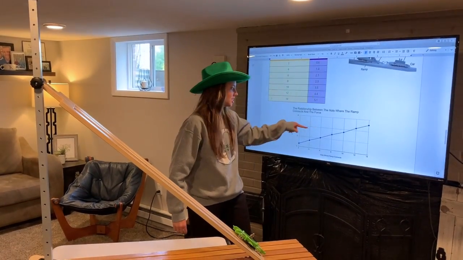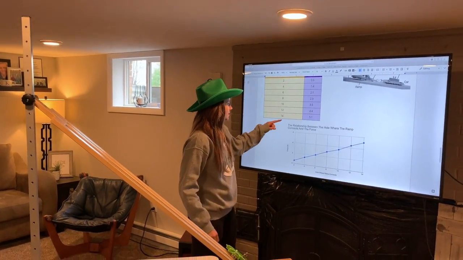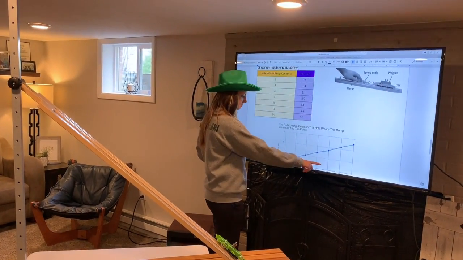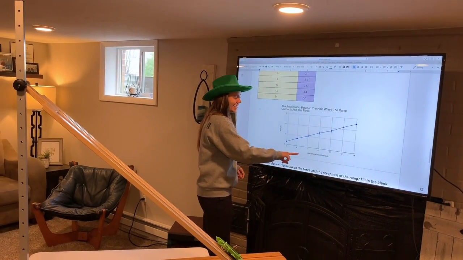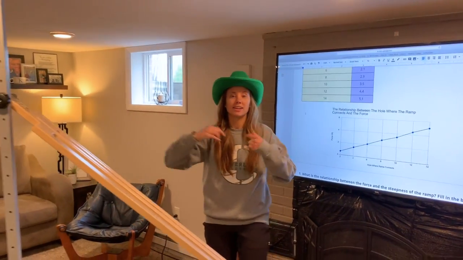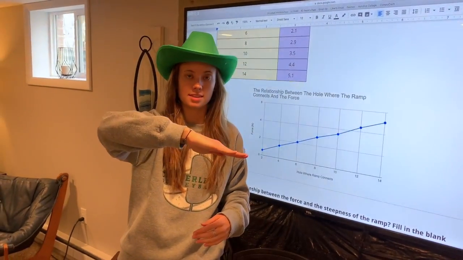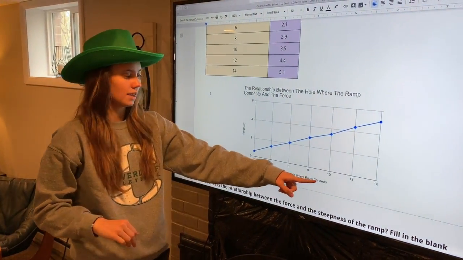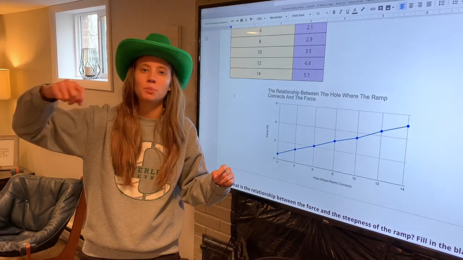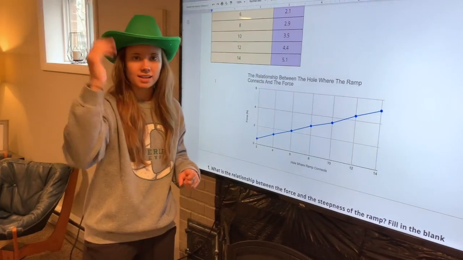As you can see on this document, we gave you the graph this time. You're welcome. It says the relationship between the hole where the ramp connects and the force. So if you look down here at the bottom, our independent variable is the hole on the ramp. That was changing our incline. That's what we changed, what we manipulated, so that is our independent variable. That's on the x-axis like this. So hole where the ramp connects, independent variable. Dependent variable is our force, because as we pulled that car up the ramp, we were measuring the force in newtons. So the dependent variable on the y-axis is force.